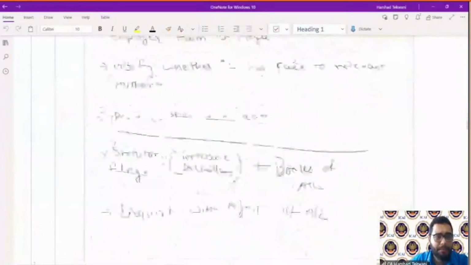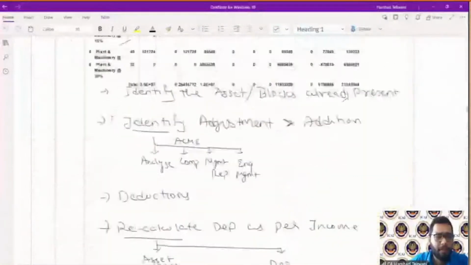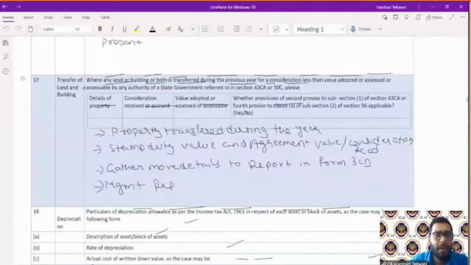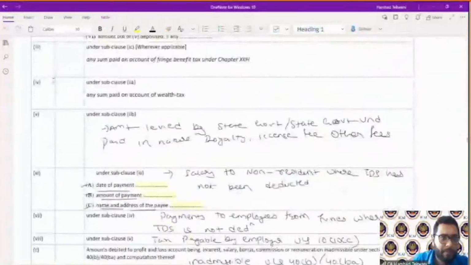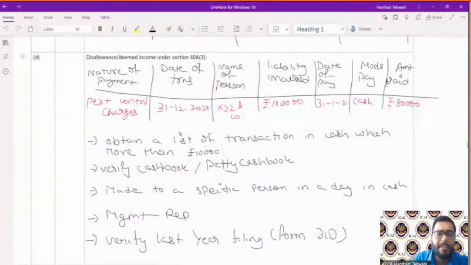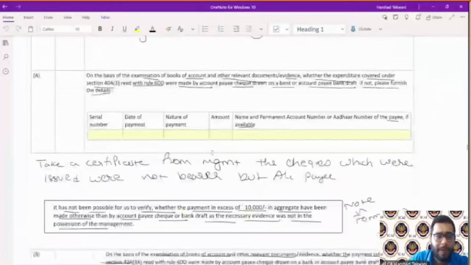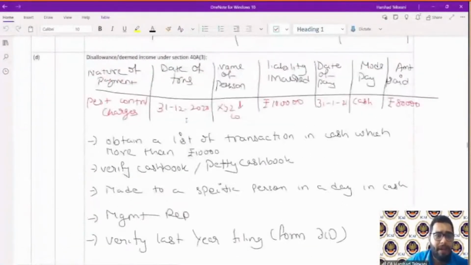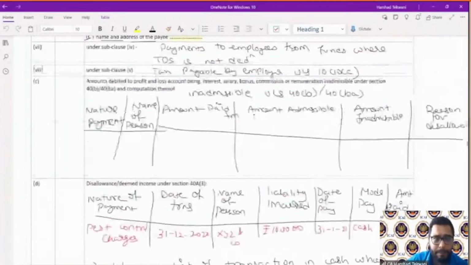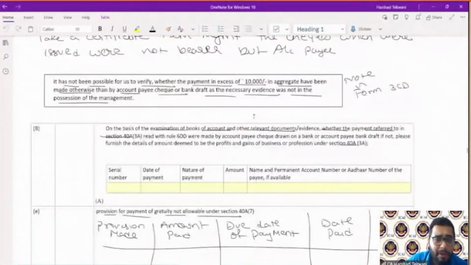Now, what is 21D? Let's go first to 17. Clause 17: where any land or building or both is transferred during the previous year for a consideration less than the value adopted or assessable by an authority of a state government, then we are required to provide the details here. Transfer of land and building where the stamp duty value is different from the agreement value. And clause 21D: disallowance or deemed income under section 56(2)(x)... deemed income under section 48.3. If it is a deemed income or disallowance there, then it will come here, but otherwise it will not. But this is not a deemed income or disallowance.